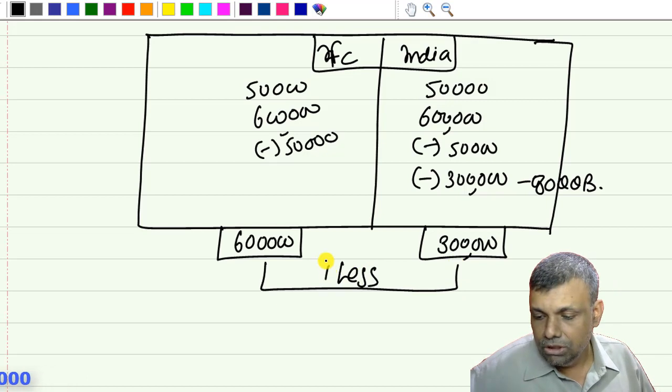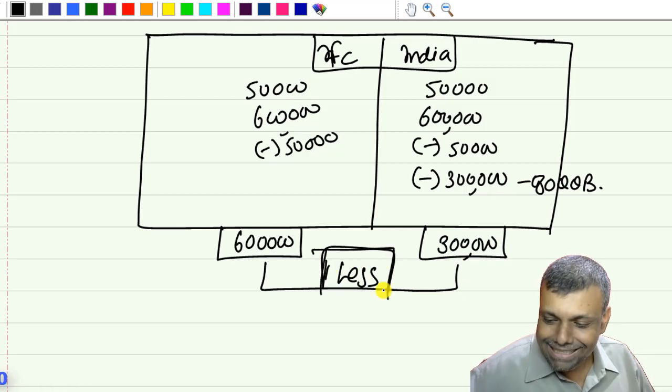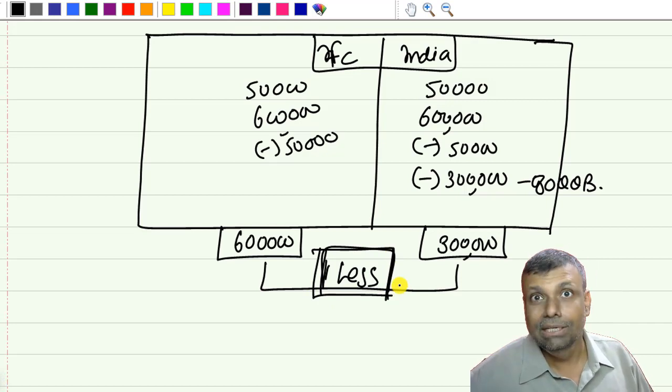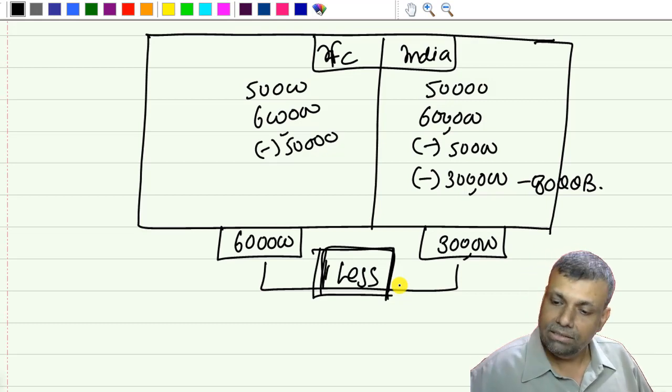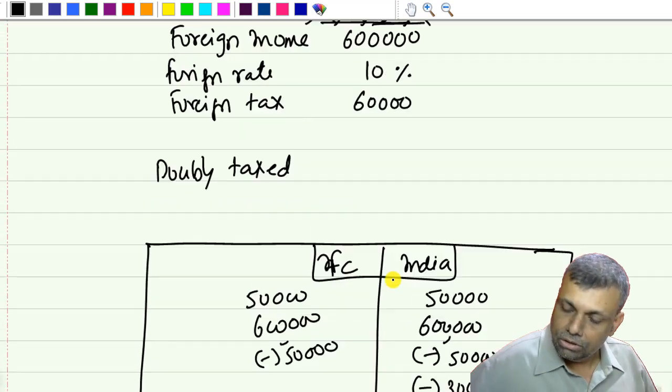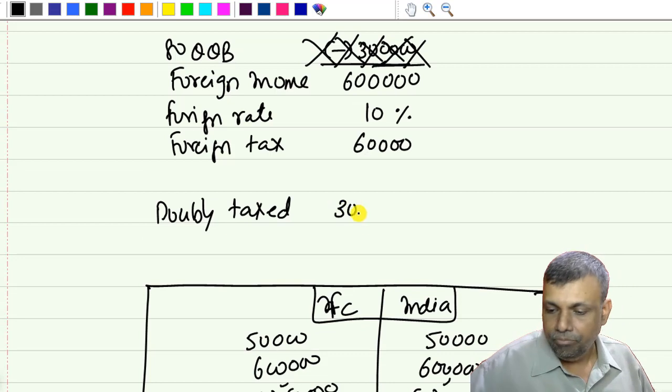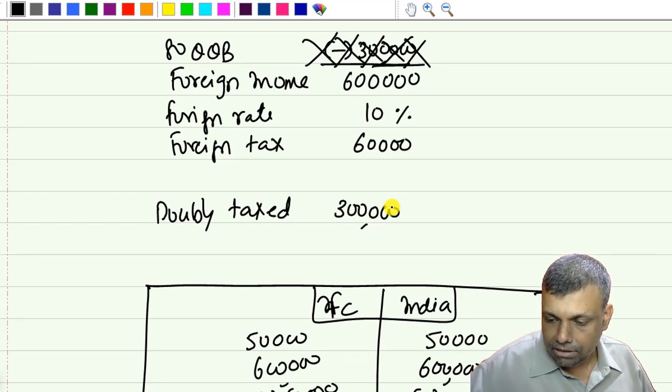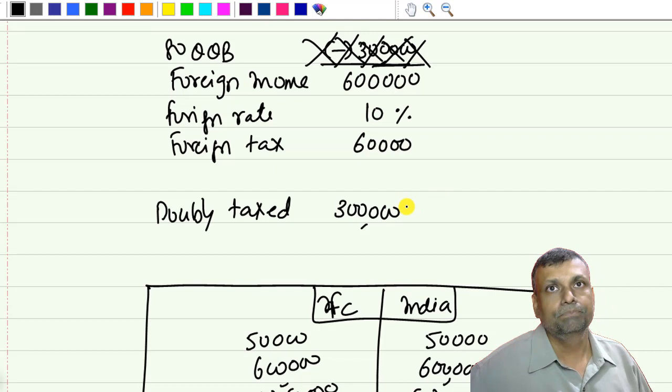These or these, whichever is less. But don't write these things in the examination condition. In exam, what you have to write is, to the extent of 3 lakh rupees, it's an income which is reduced in India because of the deduction, and therefore to that extent, it is not a doubly taxed income. So, the doubly taxed income in the circumstances is 3 lakh rupees.